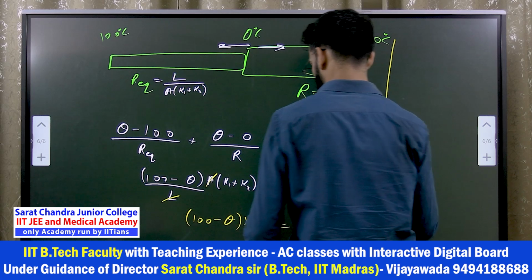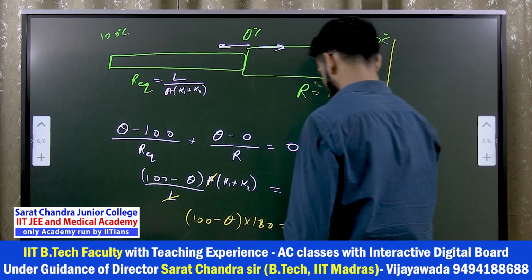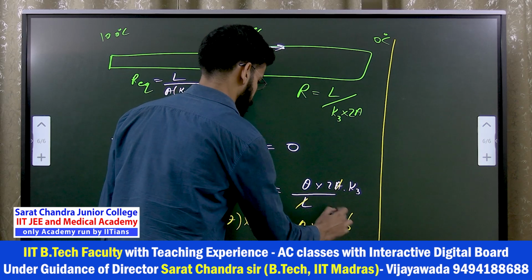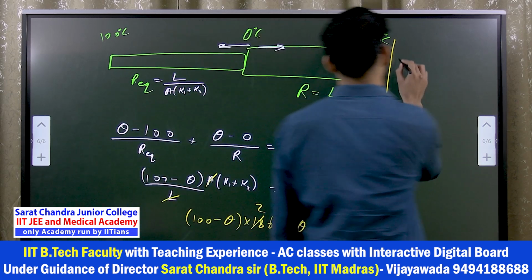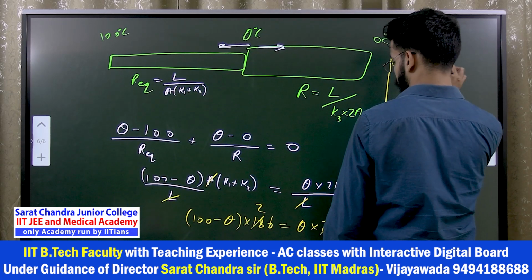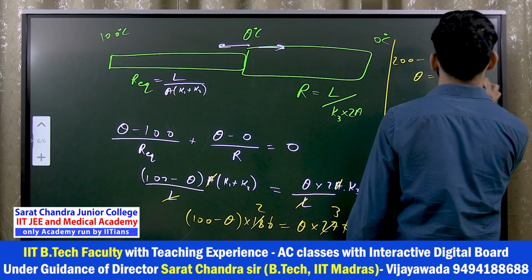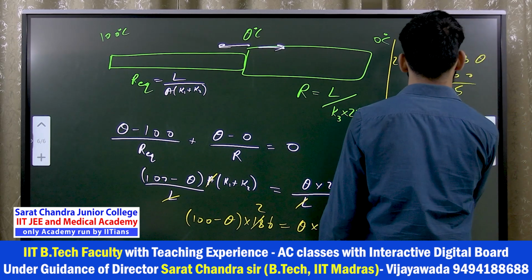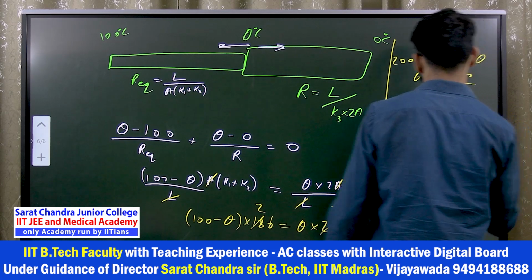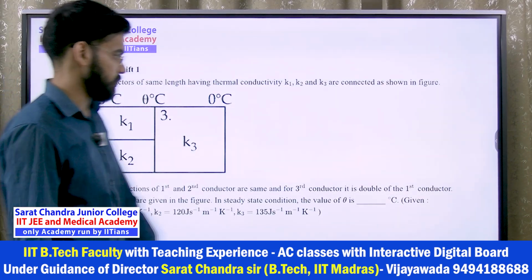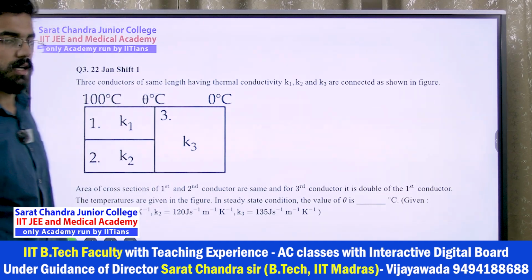Now get the answer. The 0 got cancelled out. In the 9 table, you have 2 here and 3 here, right? So you have 200 minus 2 theta is equal to 3 theta, and so theta is equal to 200 by 5, that is theta equals 40 degrees centigrade. So 40 is your answer. Okay, 40 degrees centigrade is your answer.